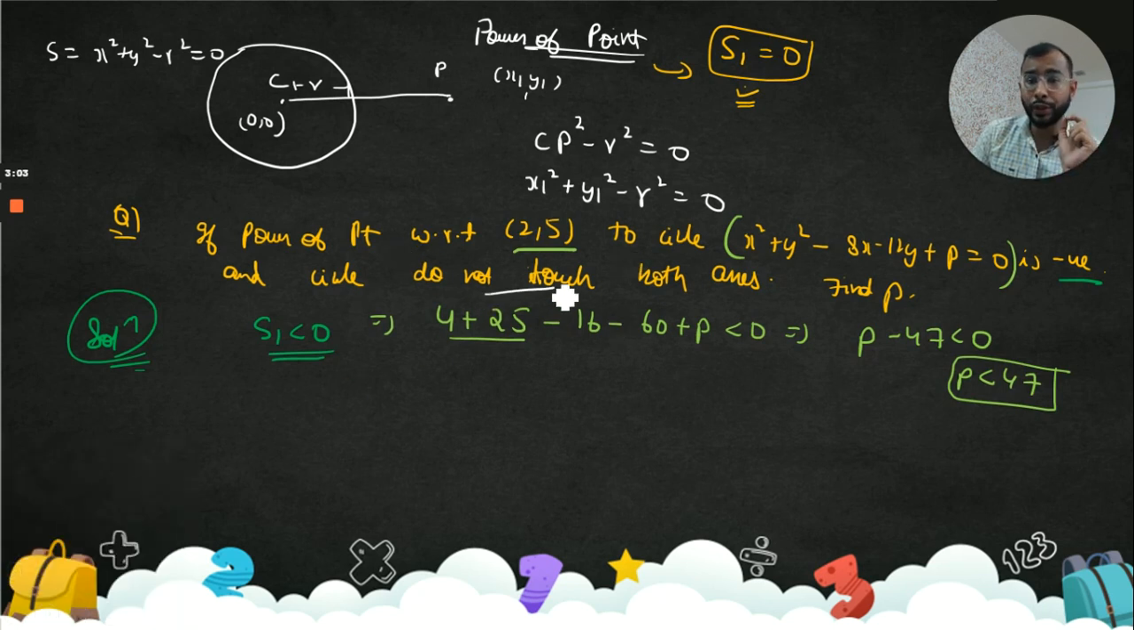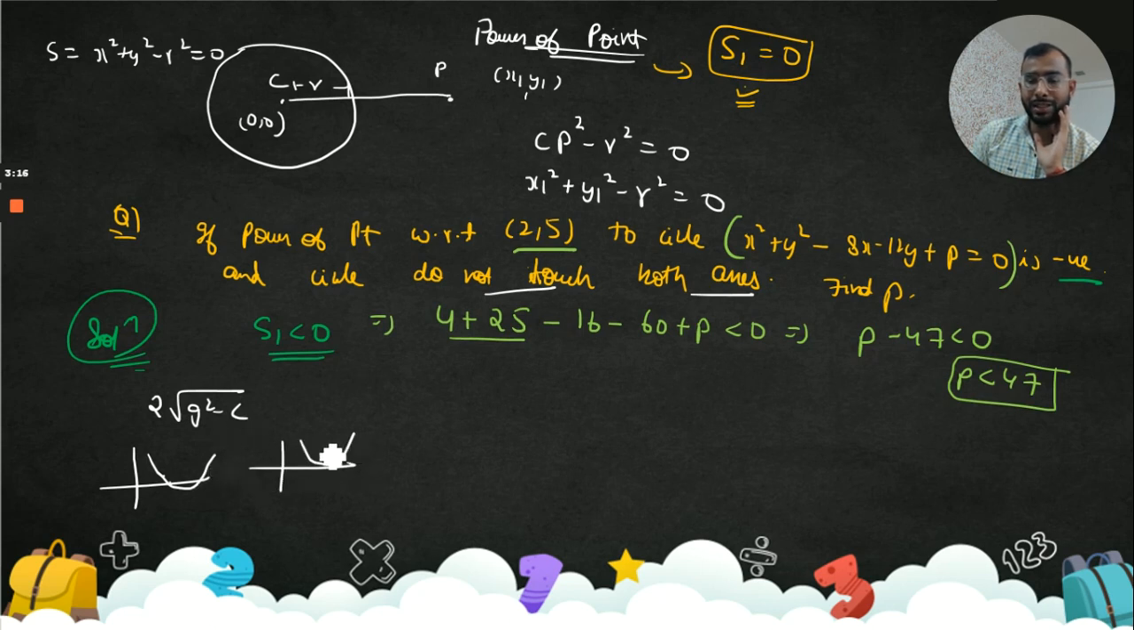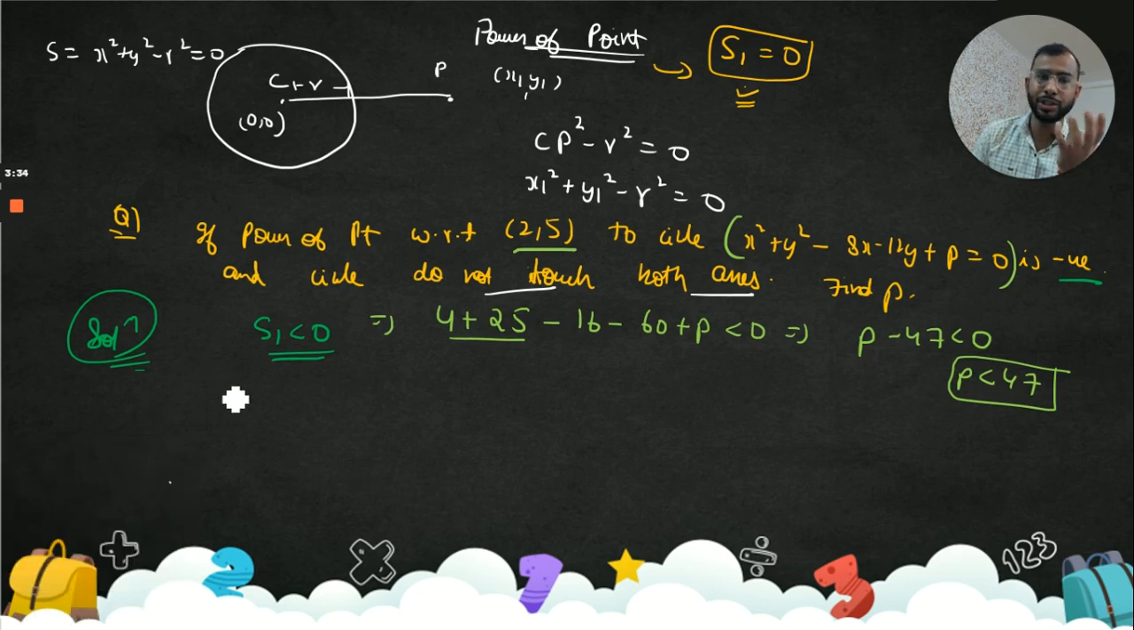The data is that it does not touch both the axes. What is the x-intercept? 2 root g square minus c. If it intersects, g square minus c is greater than 0. If it touches, g square minus c is 0. Now it is not touching, so g square minus c is less than 0. The intercept would be negative under the root, which is not possible, because it's not intersecting. So g square is less than c. Similarly, f square is less than c, because it's not even touching both the axes.